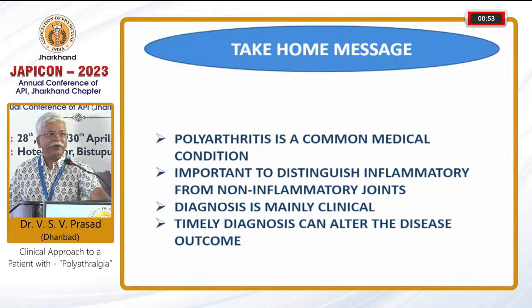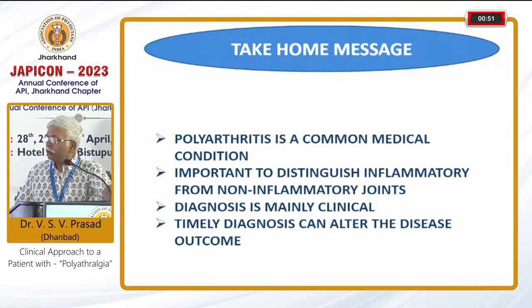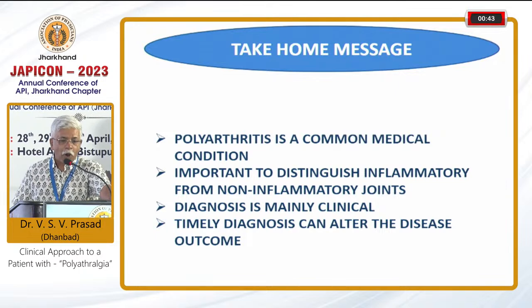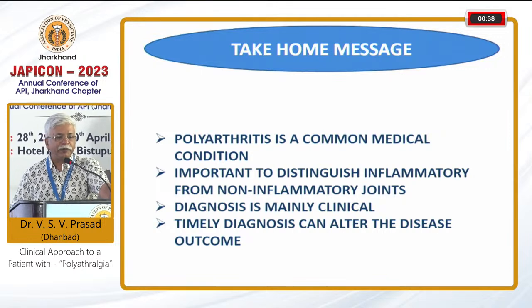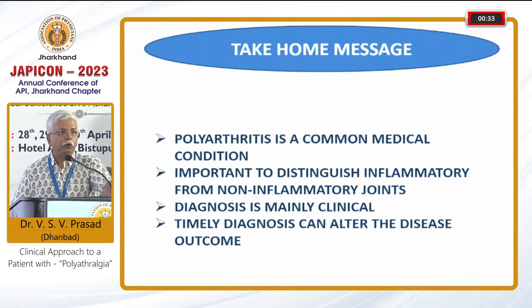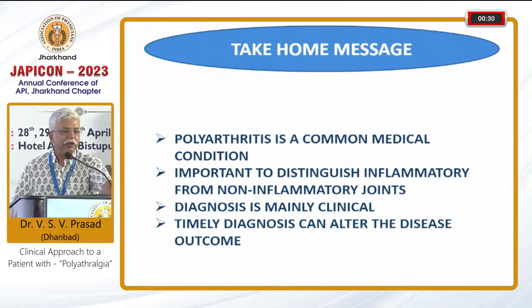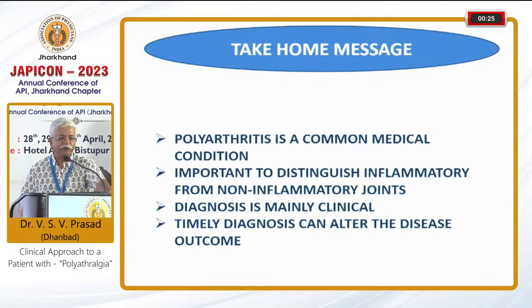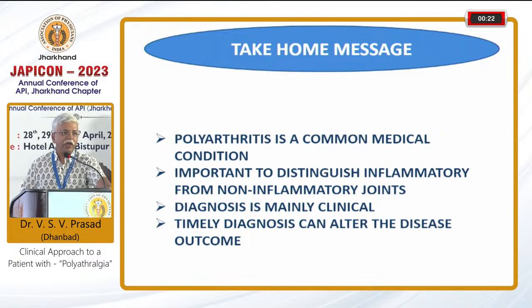So there are a few messages that I would like you to take with you. One is that polyarthritis is a very, very common medical condition, and it's important to diagnose. It's important to distinguish inflammatory from non-inflammatory joints, because inflammatory joints can take a very bad course and can lead to a very chronic and debilitating disease. The diagnosis is mainly clinical, so if we take a good history and do a proper physical examination, we can clinch the diagnosis in most cases. And the timely diagnosis can actually alter the disease course and the prognosis for the patient.